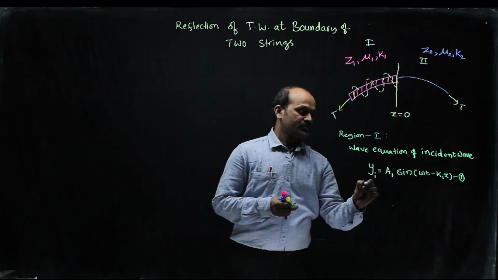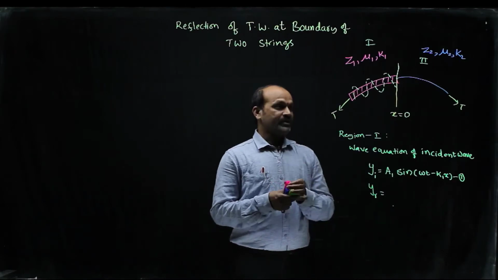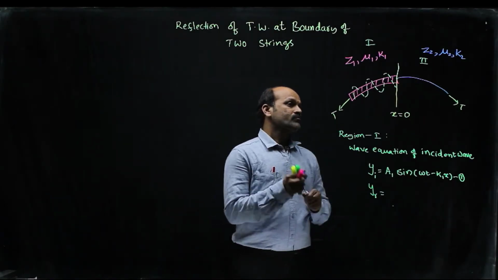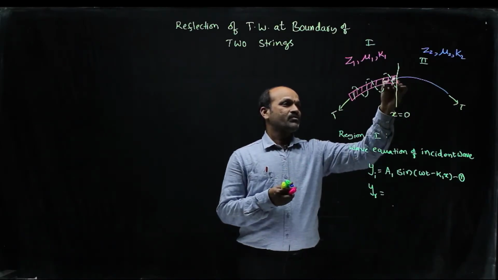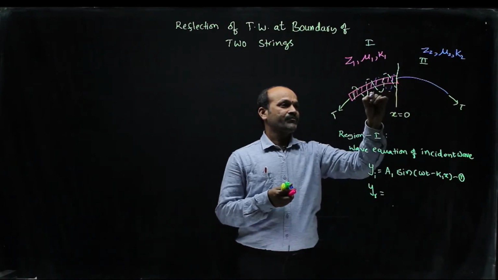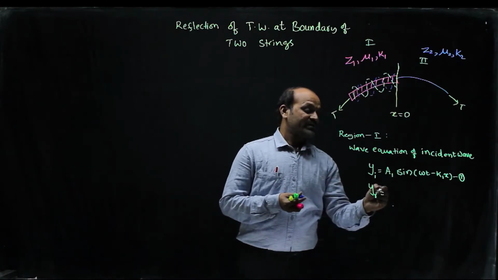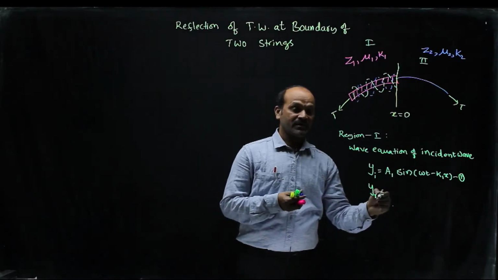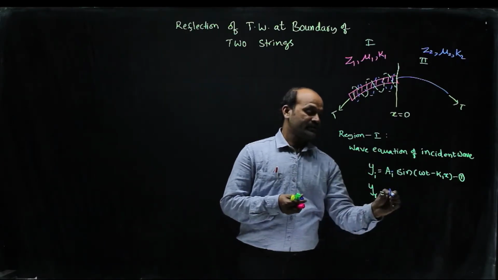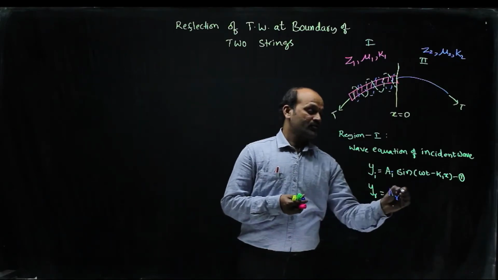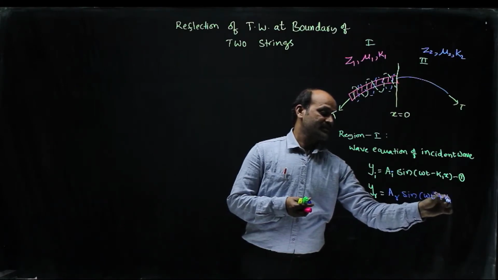Similarly, in the same region, some part of the wave may be reflected back. Depending on the value of Z2, some part of the wave is reflected back with different phases. The reflected wave equation is, with incident amplitude a1 and reflected amplitude ar, yr is equal to ar sin(omega t plus k1x), because it is reflected back.